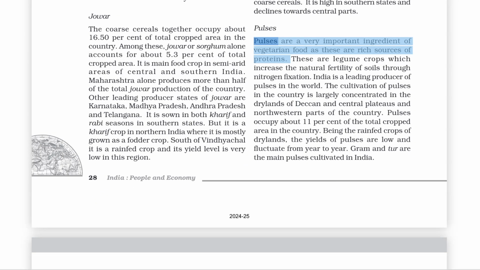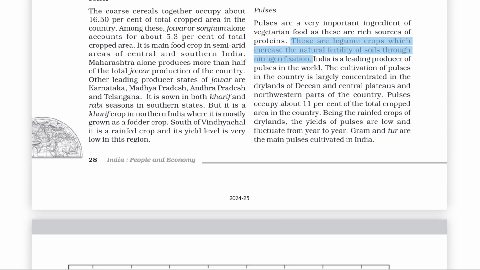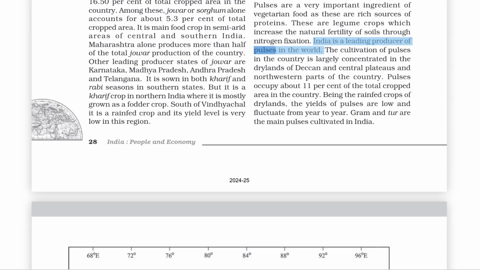Pulses. Pulses are a very important ingredient of vegetarian food as these are rich sources of proteins. These are legume crops which increase the natural fertility of soils through nitrogen fixation. India is a leading producer of pulses in the world.